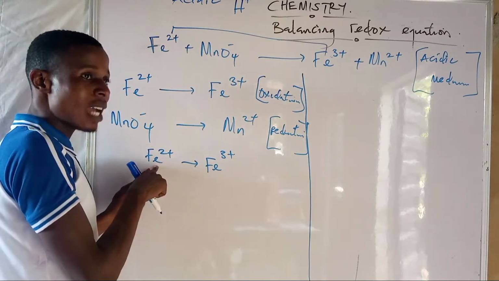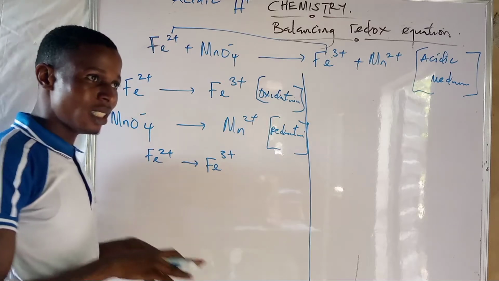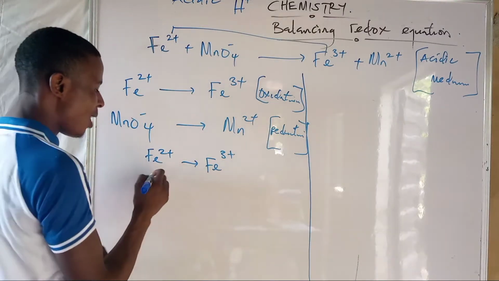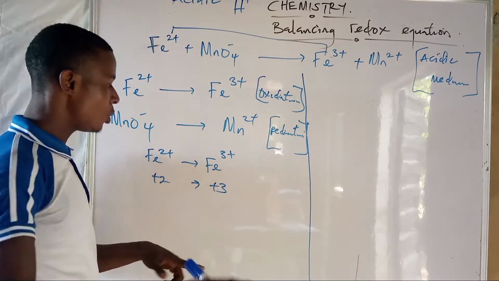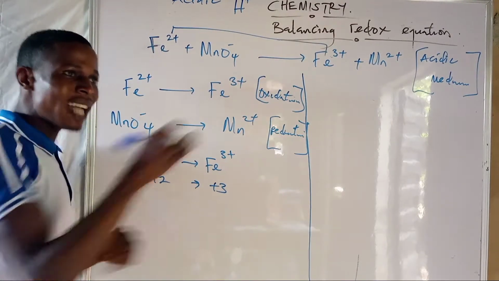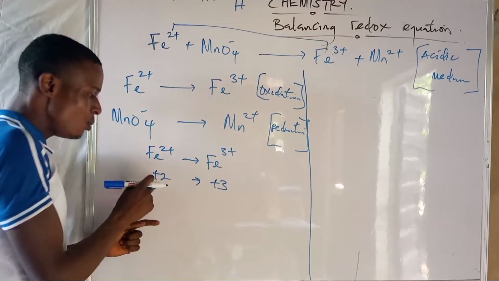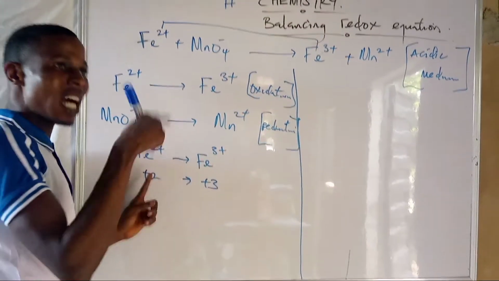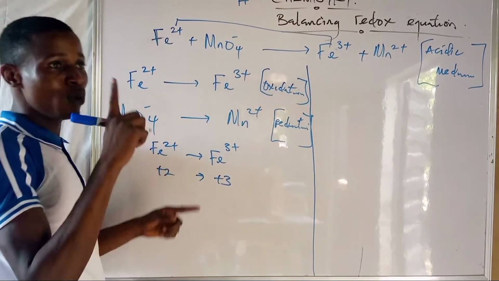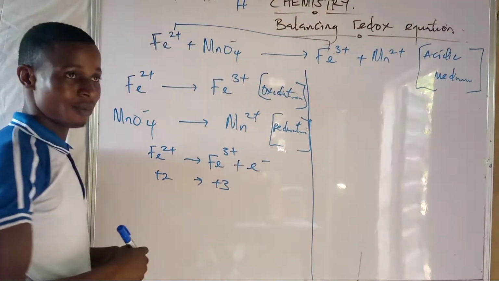We have one atom of iron here, and we also have one here, which means in terms of atoms it is already balanced. But in terms of charge, we have plus 2 here and plus 3 here. Are they equal? No, they are not equal. You have to add electron to the side which has the higher figure. Between 2 and 3, 3 is higher than 2. What can you add to 3 that will give you 2? Minus 1, which means you have to add just one electron. Are you getting it now?